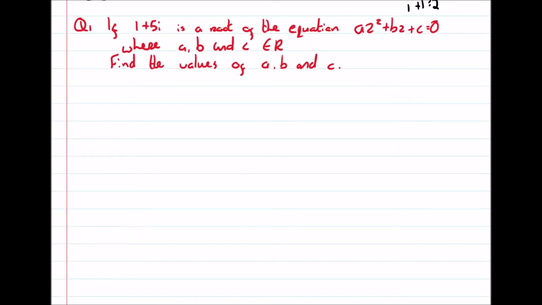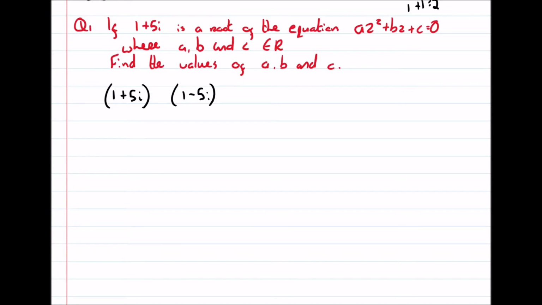Next question. If 1 plus 5i is a root of the equation az squared plus bz plus c equals 0, where a, b and c are elements of R, which means they're real numbers, find the values of a, b and c. Okay, well, we're given one root. Here it is. We know the other root then by default. It's 1 minus 5i, the conjugate of it.